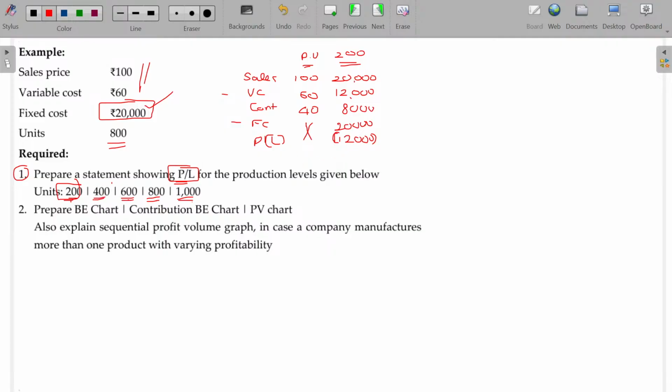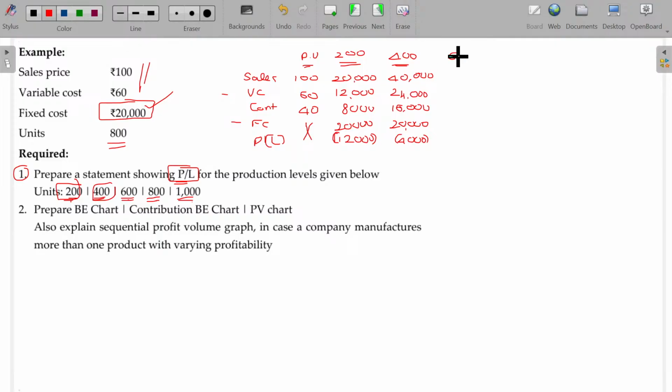Instead of 200, if I sell 400 units, what could be the scenario? 400 units. The overall sales revenue being 40,000. Variable cost being 24,000. Contribution being 16,000. Fixed cost 20 is going to be subtracted. It will not be changing with respect to the units produced, right? The ultimate result in this case being 4,000 negative.